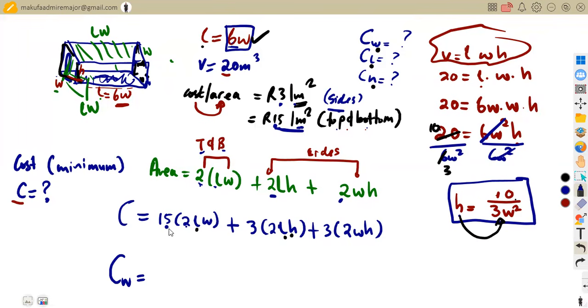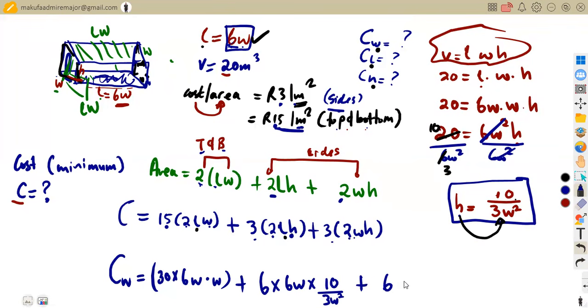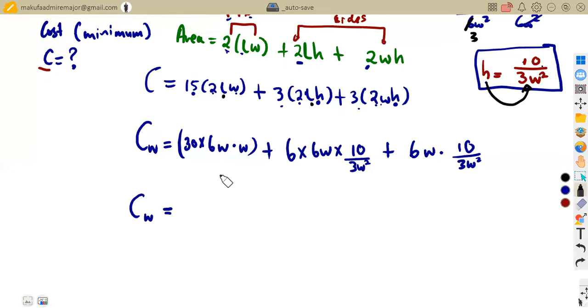Let us multiply 15 times 2 here, that's 30 there. So it is going to be 30 times the length in terms of the width, which is 6W in this case, times W. Since we are writing in terms of W, there's nothing that you're going to do here, plus 3 by 2, which is going to be 6 times the length in terms of W again, that is 6W, times the height in terms of W. This is our height in terms of W, which is going to give us 10 over 3W squared. Plus, we move on, 3 by 2 here, that's going to be a 6 times the width. It's not going to change. So all we just need, guys, is to combine.